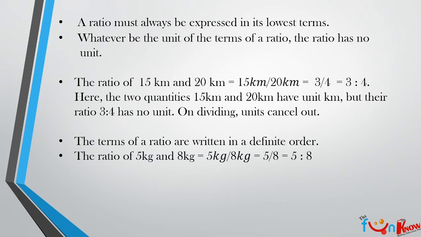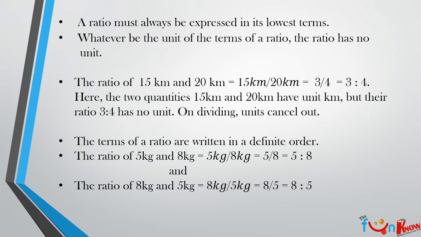Ratio of 5 kg and 8 kg. 5 kg divided by 8 kg. 5 and 8 cannot be divided further, students, as you know. So kg and kg will be cancelled as the two units are similar and ratio itself doesn't have any units. So the answer will be 5 ratio 8. And if we are writing 8 kg and 5 kg, that is 8 kg divided by 5 kg, it will be 8 ratio 5.